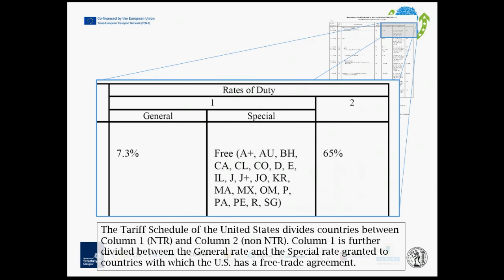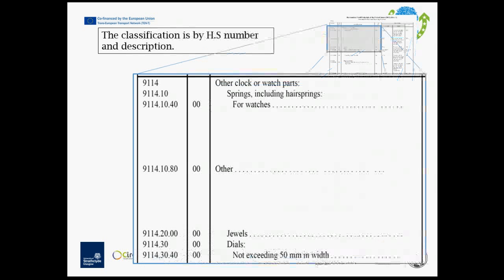Now we have the classification, as you can see here. For example, 9114.10.40 are the watches. So when someone brings in watches for a trade purpose, for commercial purposes, there is a different duty that is imposed as opposed to jewels or dials or other articles.